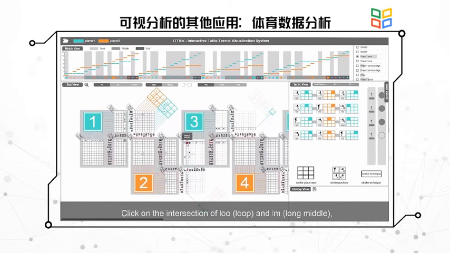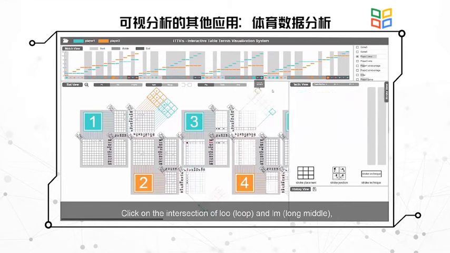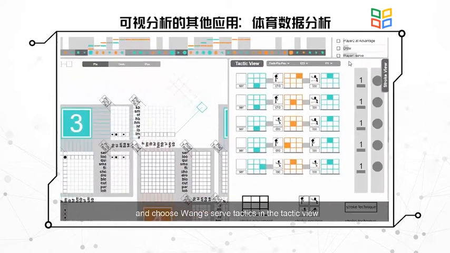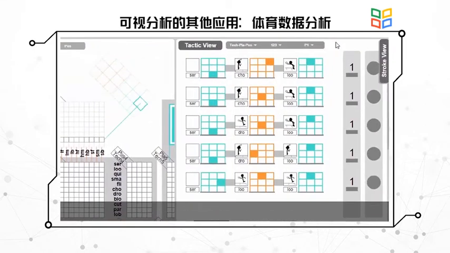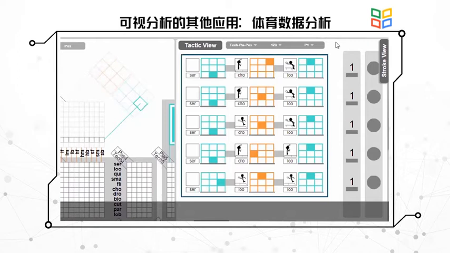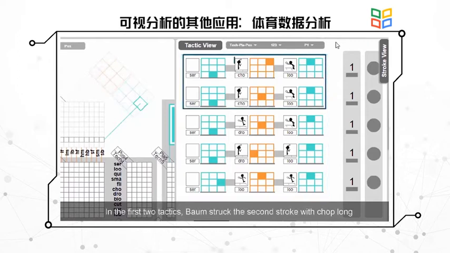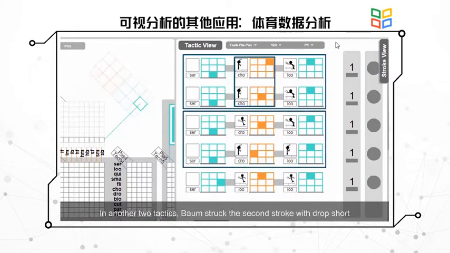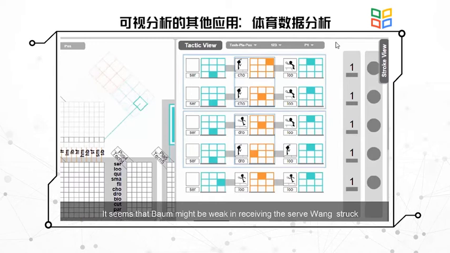We then click on the intersection of long middle and loop, and choose one serve tactics in the tactic view. 1 used 5 kinds of serve tactics. In 2 tactics, Bomb struck the second stroke with chop long. In another 2 tactics, Bomb struck the second stroke with drop short. It seems that Bomb might be weak in receiving the serve 1 struck.